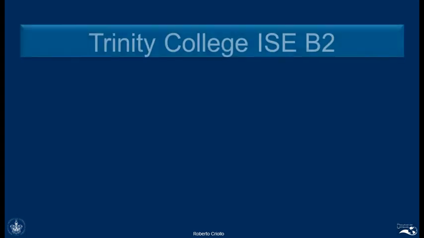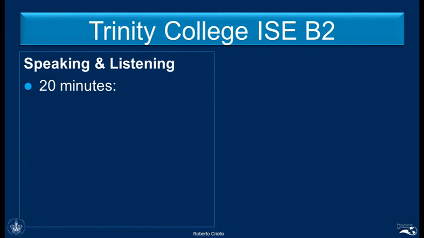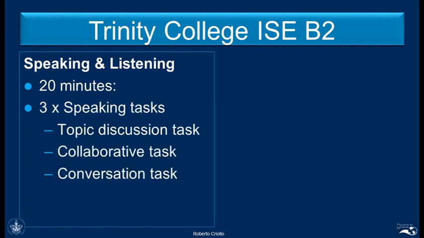I want to end this presentation by showing you the kind of items that are used in two of the most prestigious proficiency tests in the world. The first one is Trinity College London, Integrated Skills in English. For the speaking and listening section, which takes 20 minutes, there are three speaking tasks. One is topic discussion, the second one is a collaborative task, and finally, a conversation task.